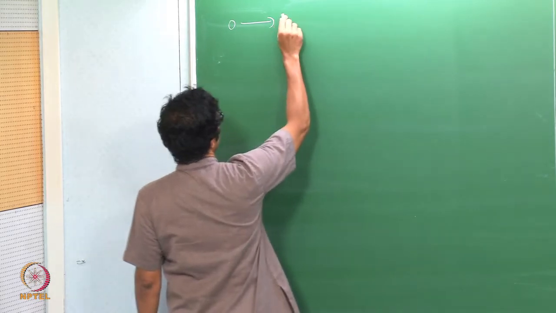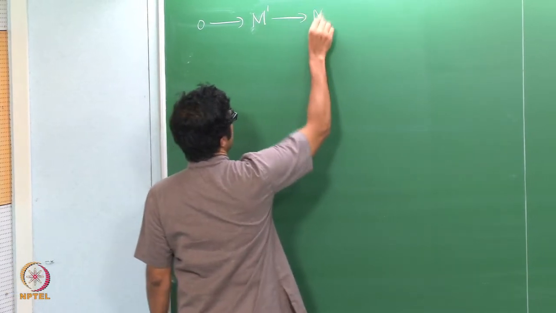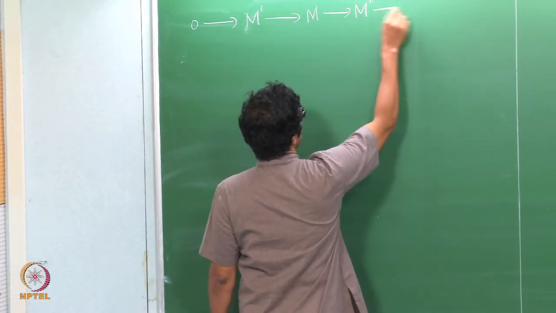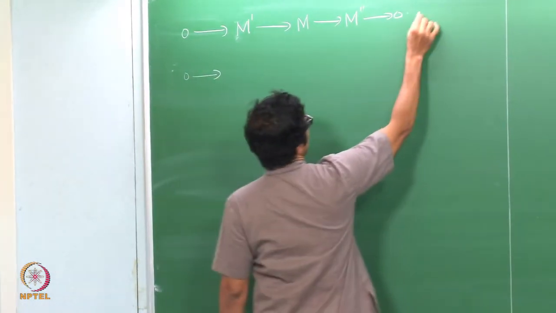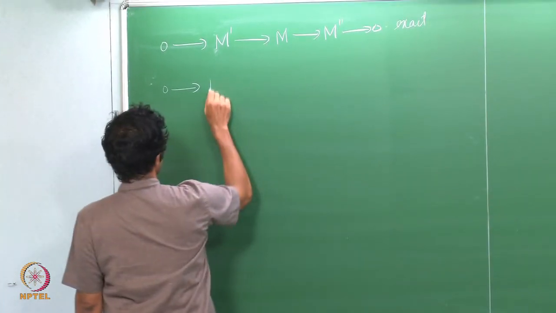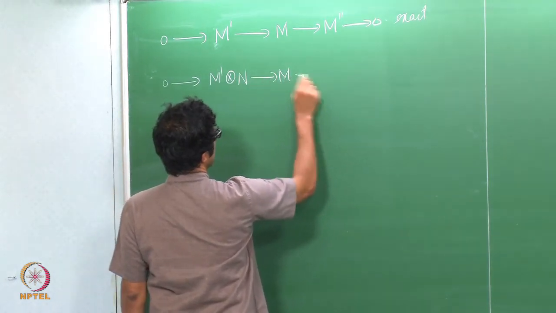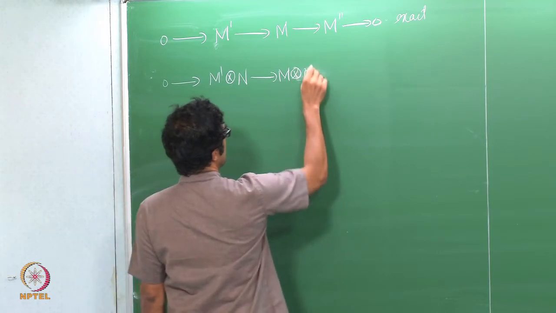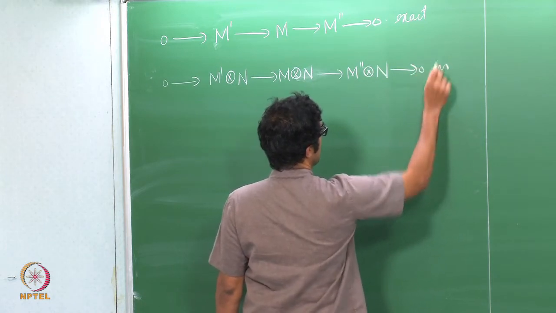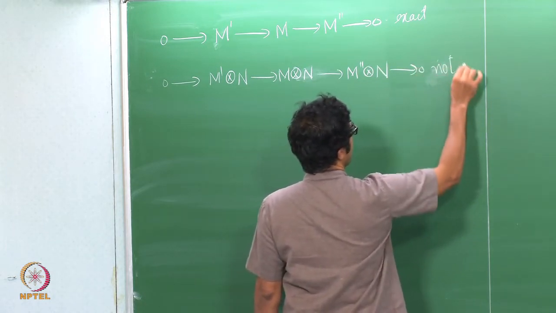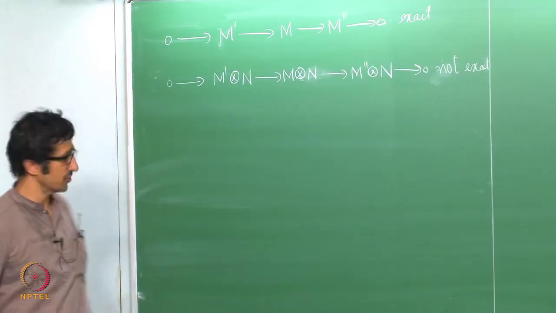If I can find some exact sequence 0 to M' to M to M'' to 0 such that this is exact, but M' tensor N to M tensor N to M'' tensor N to 0 is not exact. If I can find something like this, that will say that it is not so.